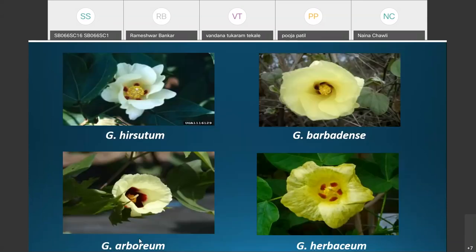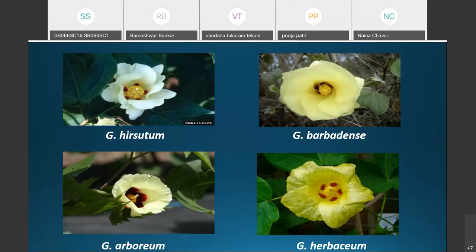Here you can see how these four species have different phenotypic characters. In the first photograph you can see the flower of Gossypium hirsutum. Then in the second photograph, you can see Gossypium barbadense. In this one, you can see Gossypium arboreum. And in the fourth photograph, you can observe Gossypium herbaceum.